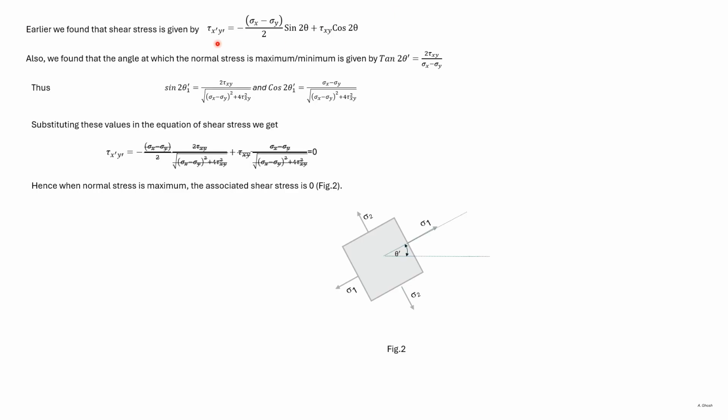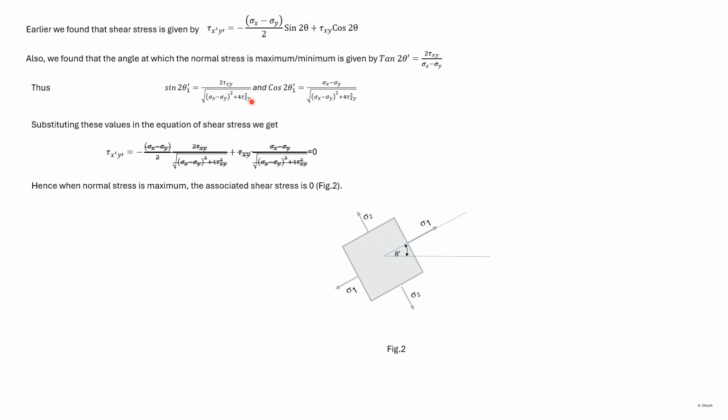We earlier obtained the expression of tau x dash y dash. We earlier designated the angle at which the maximum and minimum normal stress occur as theta dash. Then we found that theta dash is given by this equation. Two values of theta dash will satisfy this equation, which we designated as theta dash 1 and theta dash 2. We obtained the values of sine 2 theta dash 1 and cos 2 theta dash 1.